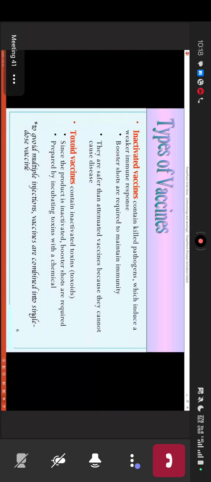What is the difference between these three types of vaccines? In live attenuated vaccines, a single dose is required. But in inactivated or toxoid vaccines, booster doses are required. And these two types of vaccines are safe because they cannot cause disease. The reason is the pathogens we are using are in the killed form, right? To avoid multiple infections, vaccines are combined into single dose vaccines. So these are the three types of vaccines we discussed.